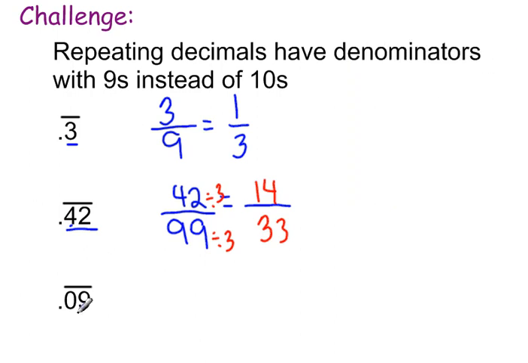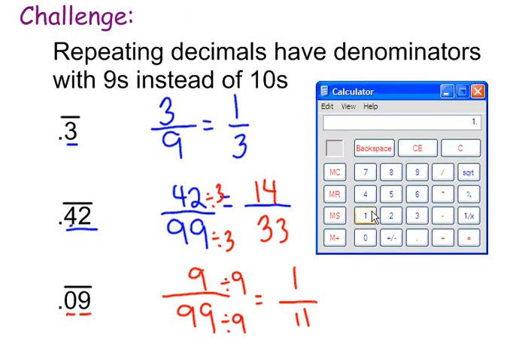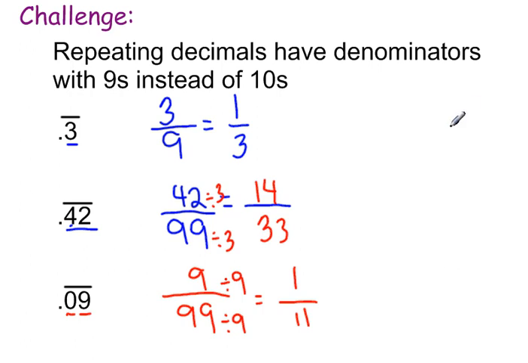And let's try one last problem. I've got 2 digits behind the decimal. That means there's going to be 2 nines on the bottom. I put this on the top. Hopefully you can see that I can reduce the top and bottom by 9, which is going to give me 1/11. Let's check one last time on our calculator. 1 divided by 11. There it is, 0.09 repeating.